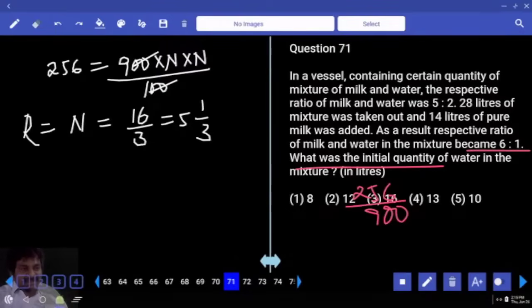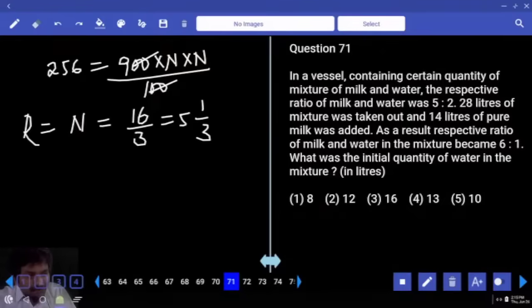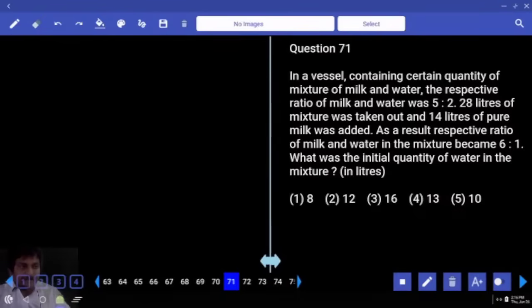In a vessel containing a certain quantity of a mixture of milk and water, the respective ratio of milk and water is 5:2. 28 liters of mixture was taken out and 14 liters of milk was added. As a result, the respective ratio of milk and water in the mixture became 6:1. What was the initial quantity of water in the mixture?